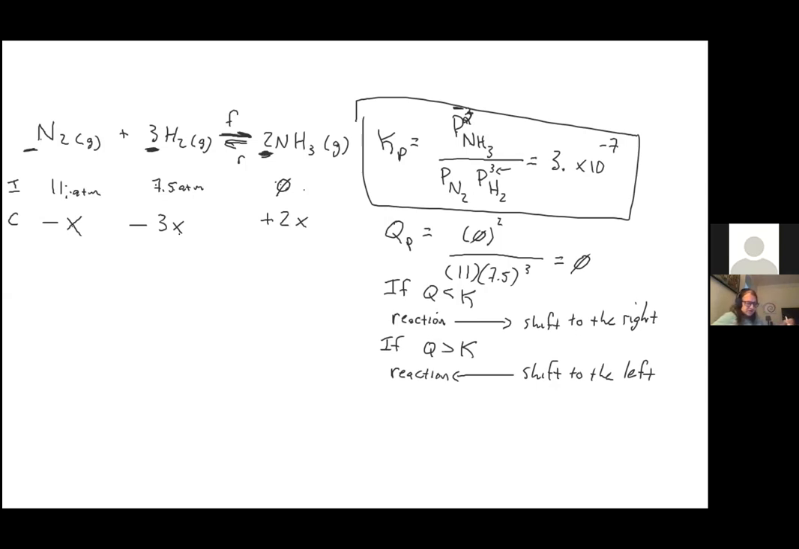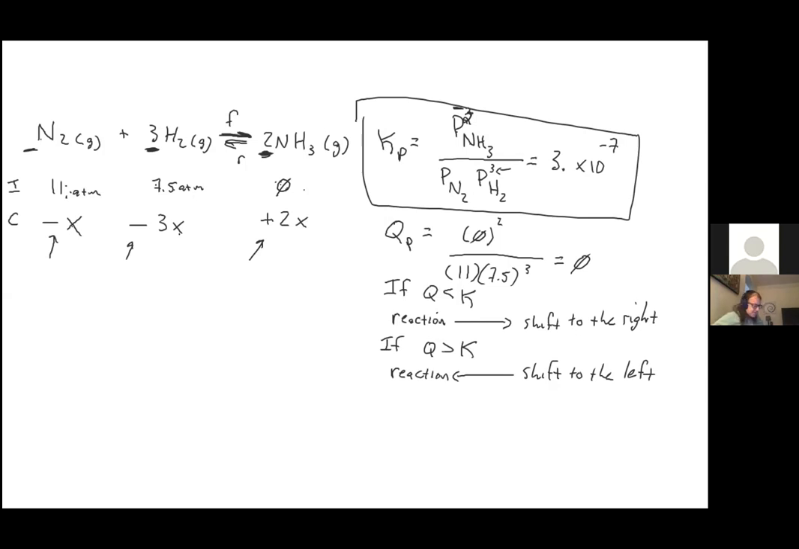So is Q less than K? Yes, it is, because Q is 0 because there's no ammonia initially. So the reaction will shift to the right. If it shifts to the right, that's really what I'm showing here mathematically. This means shift to the right. The product is going up. The reactants are going down. That means shifting to the right.